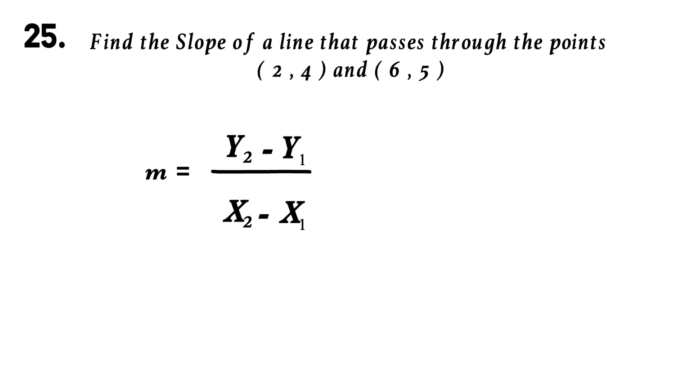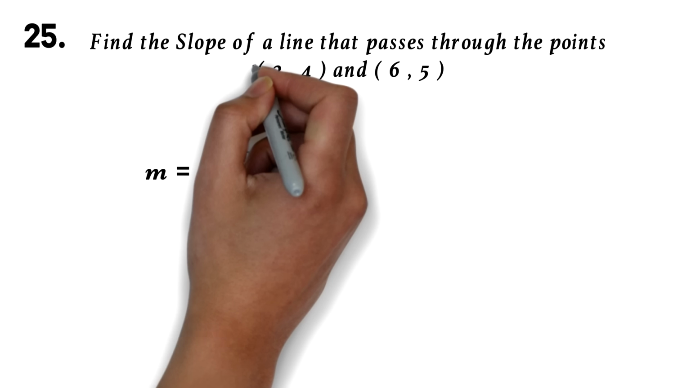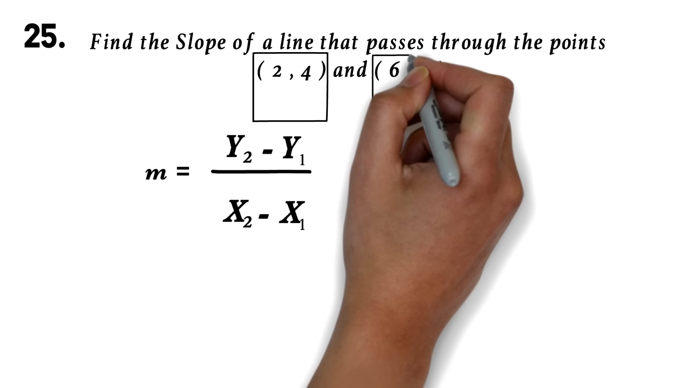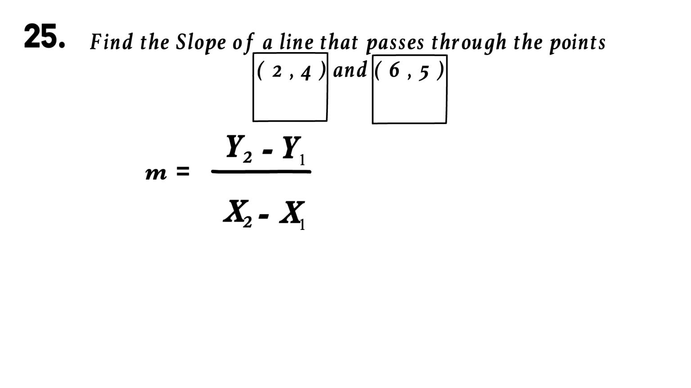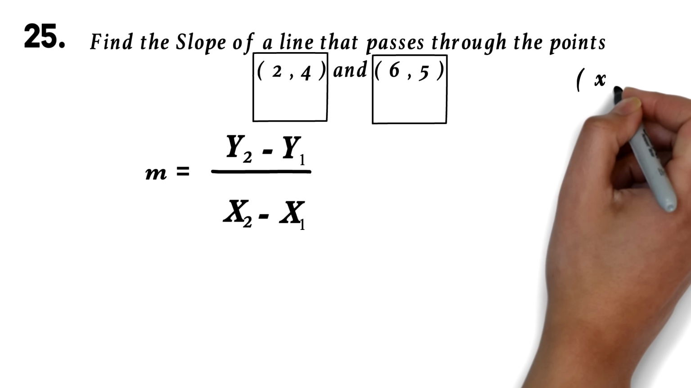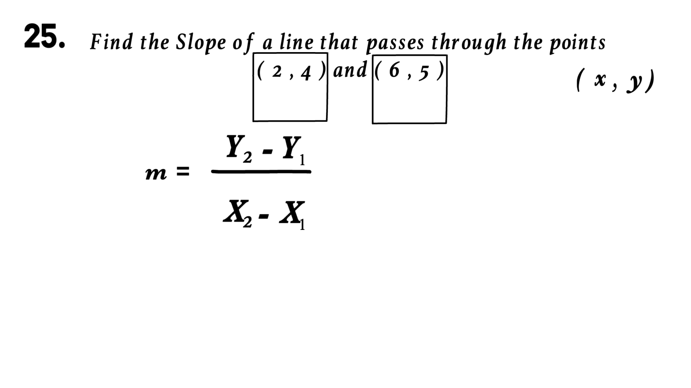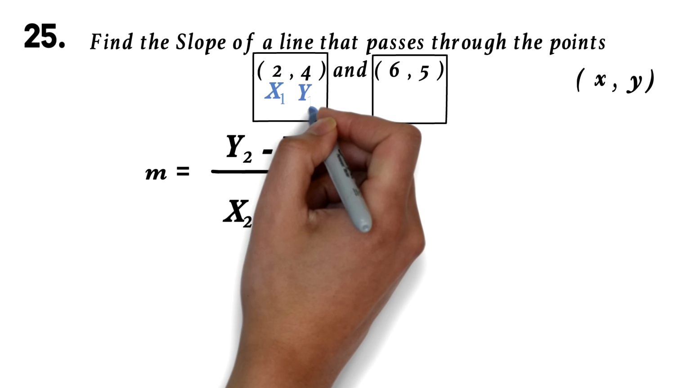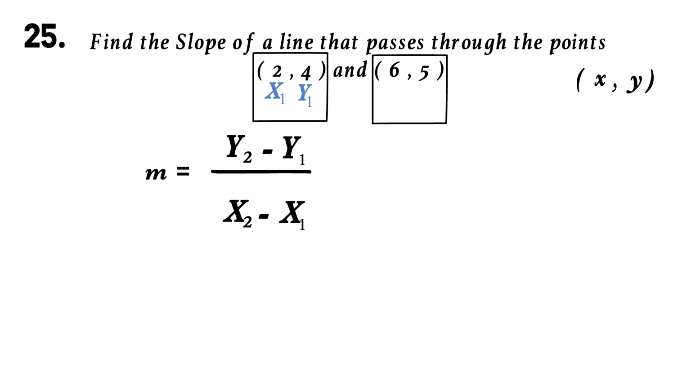Please note that you can call any of the point 1 or 2. I'm choosing this as 1 and this as 2. We know that when you have a point, the first value is your x and the second value is your y. Since we are calling this point 1, we will have x1, y1 here. Same thing for this. Since we are calling this our point 2, we can call this x2, y2.